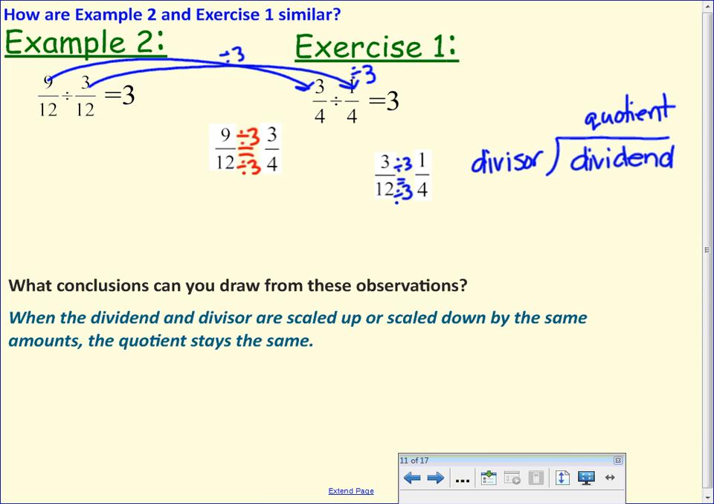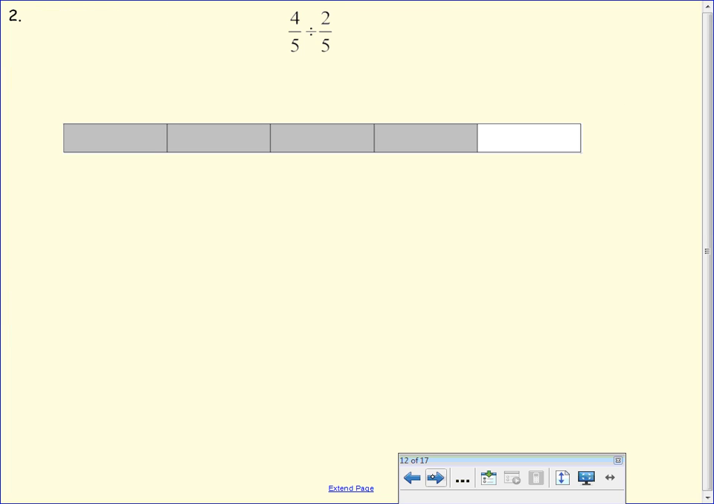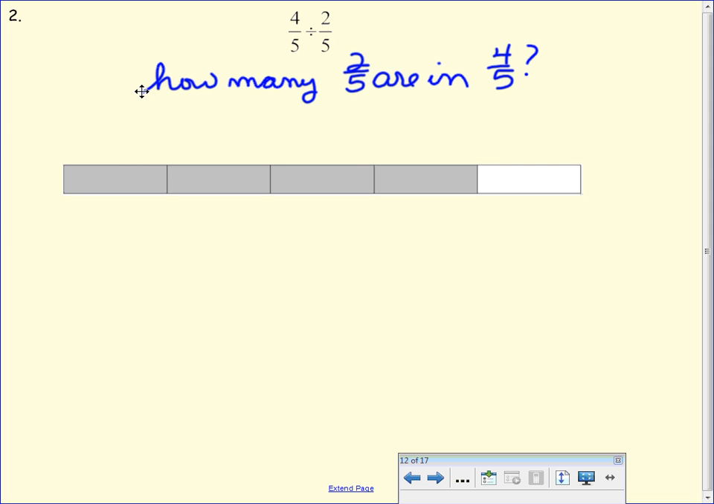All right, let's continue. So exercise number 2: 4/5 divided by 2/5. Let's find out how many 2/5 are in 4/5. That's what we want to find out.